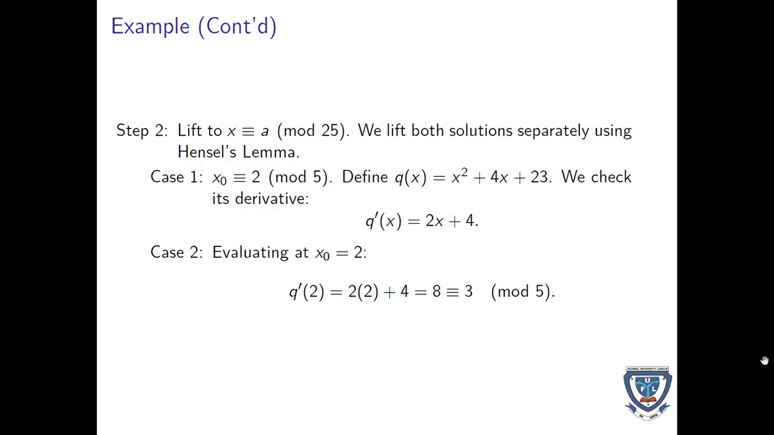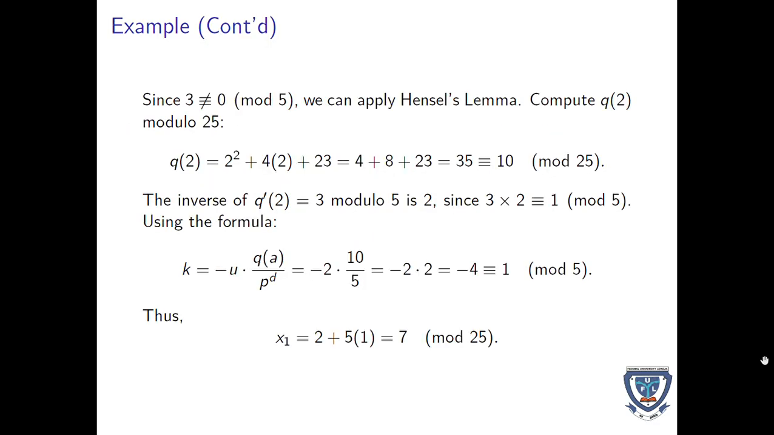mod 5. So define our q(x) to be x squared plus 2x plus 23. We check its derivative, which is 2x plus 4. And evaluating at x naught will give us q prime at 2 will give us 8, which is the same thing as 3 mod 5. Luckily for us, 3 is not 0, so we can apply our Hensel's lemma.